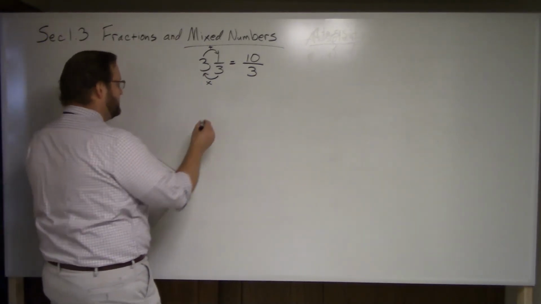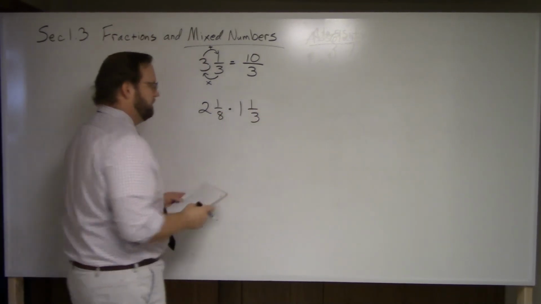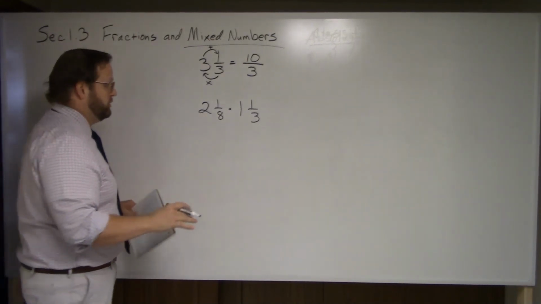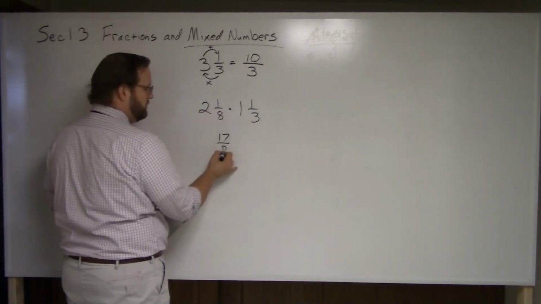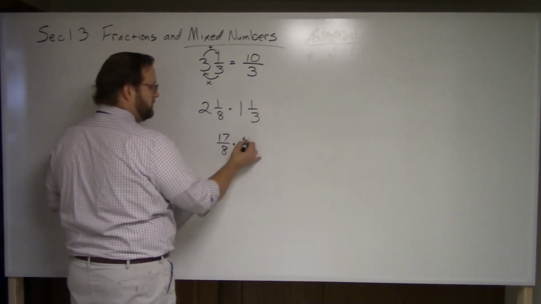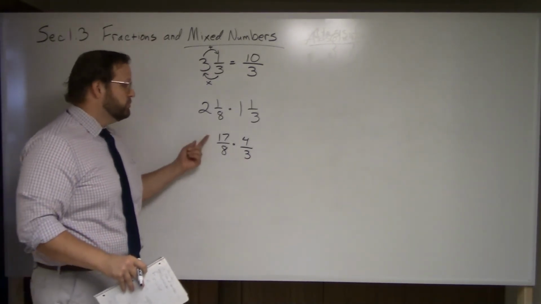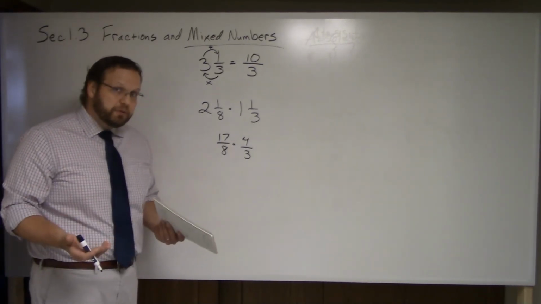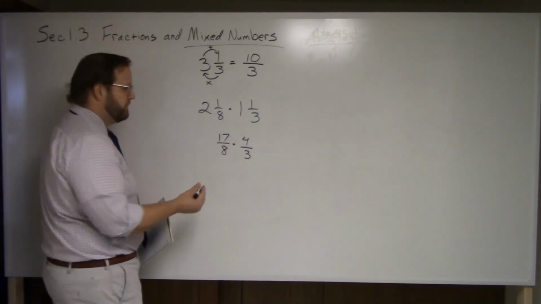So for instance, let's say I have a 2 1/8 times 1 1/3. Okay? I wouldn't work with them as mixed numbers. I would work with them as 8 times 2 is 16, plus 1 is 17. 3 times 1 is 3, plus 1 is 4/3. These are improper because the numerator is bigger than the denominator. That's what we would call an improper fraction. And then I'm back to the multiplication rules. Remember, simplify first. 4 and 8 are both divisible by 4.